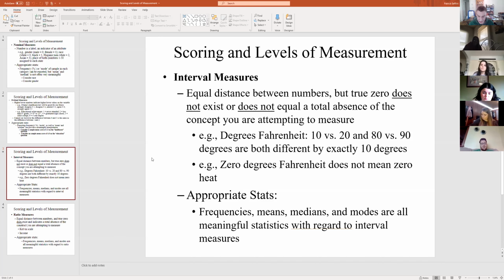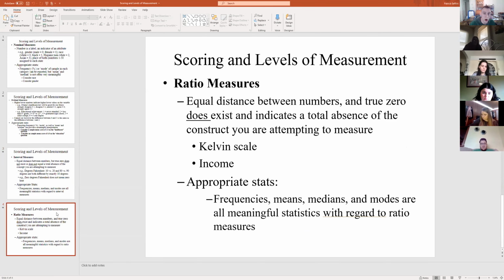These all make sense to report. That's all interpretable with regard to these interval measures. Okay. Now the last one, there's just one more, and the one more is what's called ratio measures. Ratio measures have all the same qualities as interval measures, except for the fact that true zero does exist.